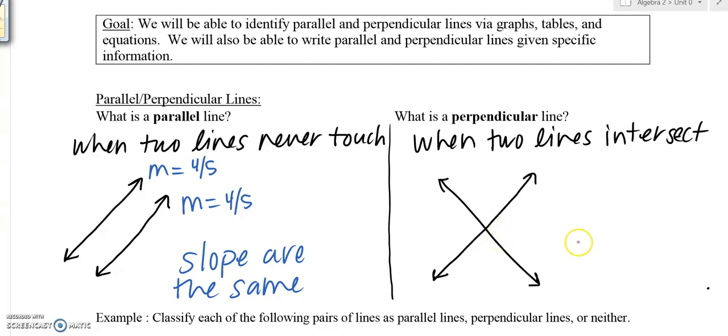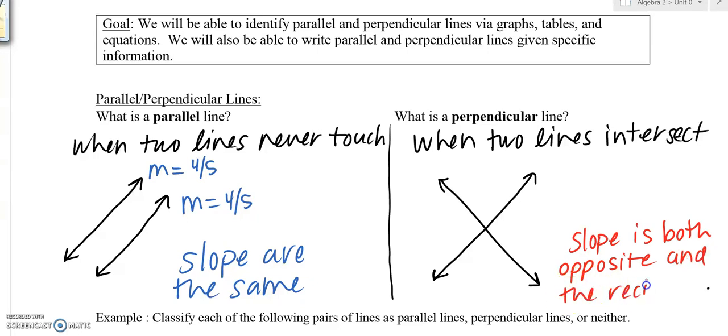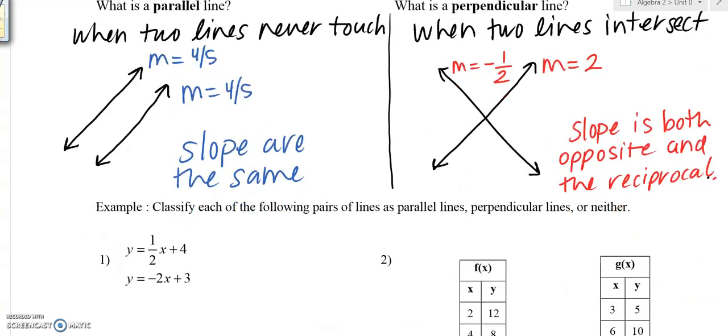But think about this. The slope is both opposite and the reciprocal. And let me show you with numbers here. So this first line that I drew in the beginning could have a slope of 2. That means that this other line going through it must have a slope, if it's perpendicular, of -1/2. It's opposite with the signs, and then the numbers flip. It's the reciprocal. Okay, so there's the difference.